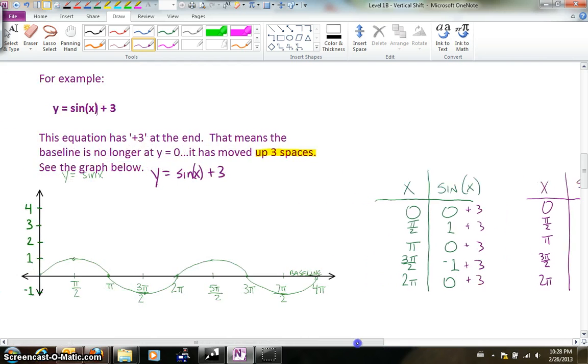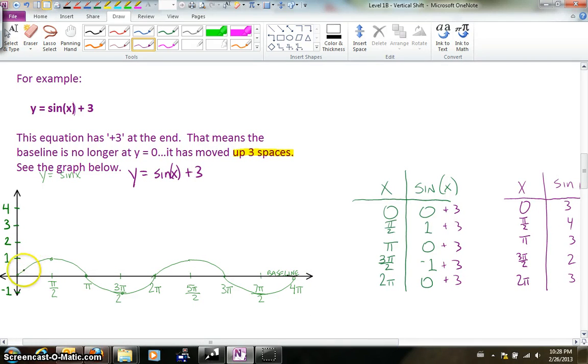And so we'll go at 0. I'm sorry, this time at 0, our function is at 3. At pi over 2, our function is up at 4. At pi, our function's back to 3. At 3 pi over 2, our function is at 2. And then at 2 pi, our function is back to 3. And so, as you can tell, this takes the entire function and moves it up 3.